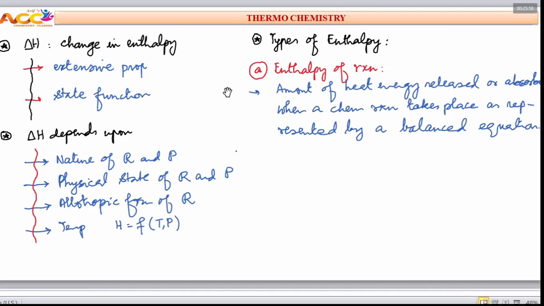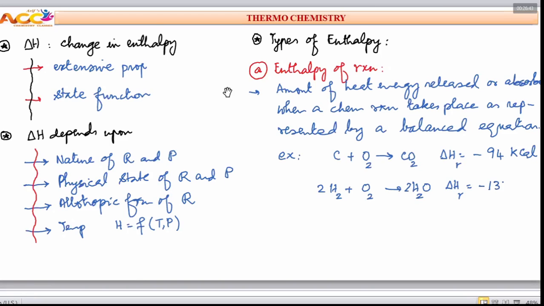Okay, sir, I am trying to understand, but can you give me an example so that it can be clarified properly? Okay, carbon plus oxygen gives you carbon dioxide. Is it a balanced equation? Yes, sir. Whatever the amount of energy, right? No need to remember the number, they will give you, but however, some examples I can enjoy in kilocalories. It is called enthalpy of reaction. Now, H2 plus O2 gives you H2O. Is it a balanced reaction? Yes, sir. If it is so, whatever the amount of energy released, this is known as enthalpy of reaction, right?